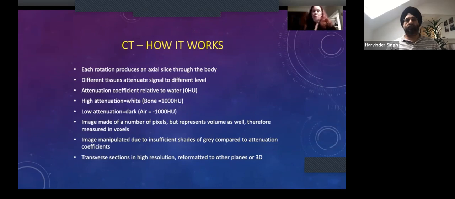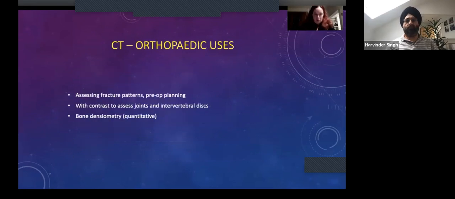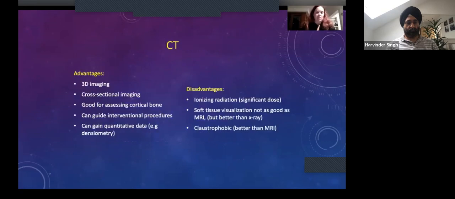The CT scanner produces transverse sections in high resolution, and these can be reformatted into other planes or into 3D reconstructions. CT is generally used for fracture patterns and preoperative planning. It can have contrast added to it to assess joints and intervertebral discs, and it can have a quantitative element and assess bone densitometry. It has advantages of being three-dimensional imaging and cross-sectional imaging. It's good for bone, and it can guide interventional procedures, and it can provide quantitative data.